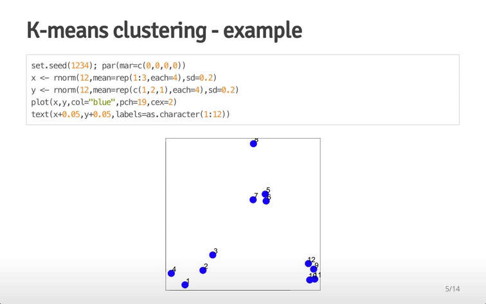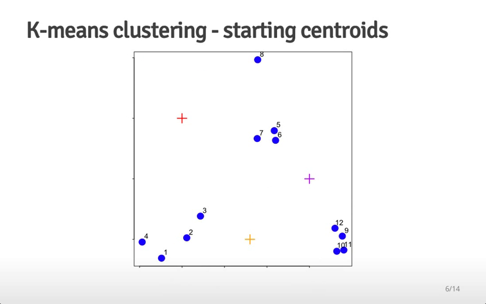The k-means clustering example that I'm going to use is the same as the hierarchical clustering example. I've generated 12 points that cluster approximately into these 3 different clusters. And so we're going to use these to show how the k-means clustering algorithm works. The first thing that you do is assign some starting centroids. In this case, I know there are 3 clusters, so I'm going to tell k-means that there are 3 clusters that I would like out. And then I say the starting values of the centers of those clusters are these different crosses: the purple cross, the orange cross, and the red cross.